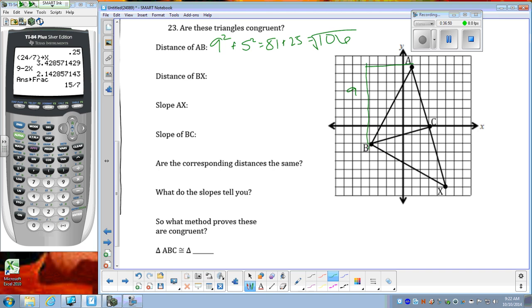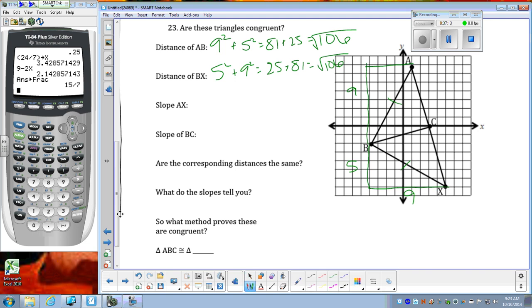BX, I went down 5 over 9, so 5 squared plus 9 squared, 25 plus 81 is 106, and I take the square root of that. So I know that AB is congruent to BX. Now it's asking me for the slope of AX.